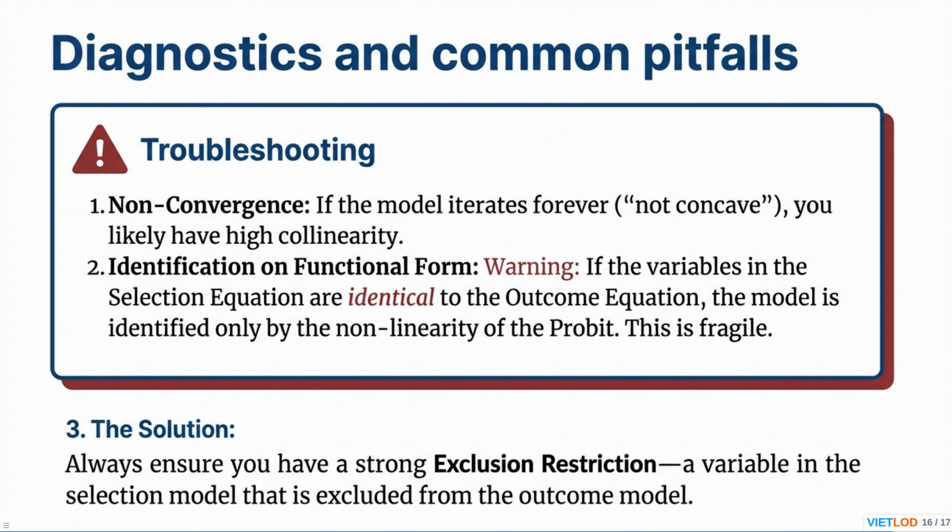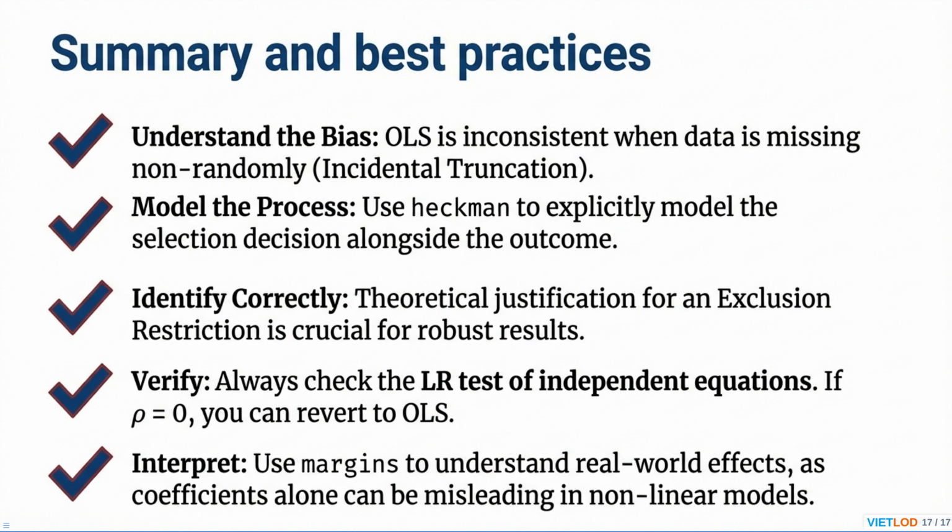The fundamental solution to both of these issues, and indeed the key to a robust Heckman model, is ensuring you have a strong, theoretically justified exclusion restriction. This means including at least one variable in your selection model that is demonstrably excluded from directly influencing the outcome model. For instance, the number of small children might affect a woman's decision to work, but not directly influence her potential wage offer. This helps the model cleanly separate the selection process from the outcome, leading to more credible results. Now that we've discussed these diagnostics, let's summarize the key takeaways and best practices.